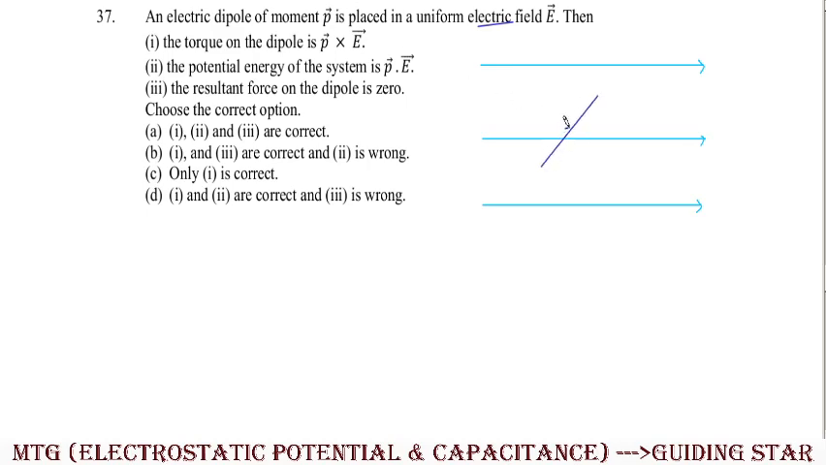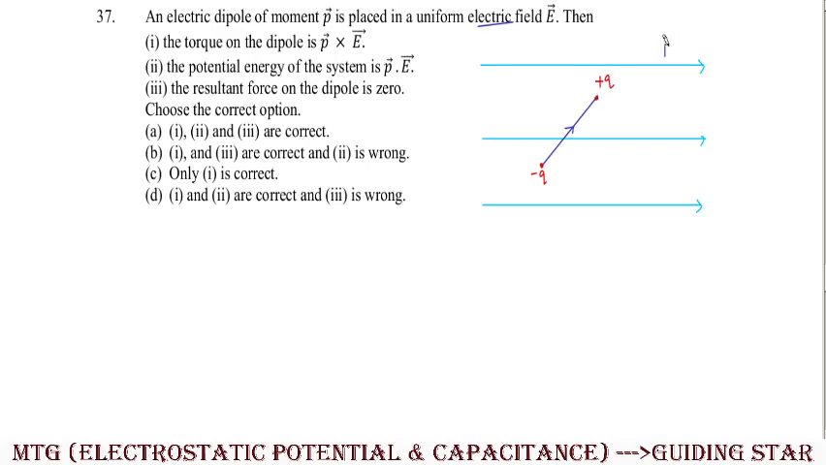Suppose this is a dipole that is placed in a uniform electric field. Dipole means here there is a negative charge, and there is a positive charge plus q present over here. So if it is an external uniform electric field, then what is the force acting on the dipole?